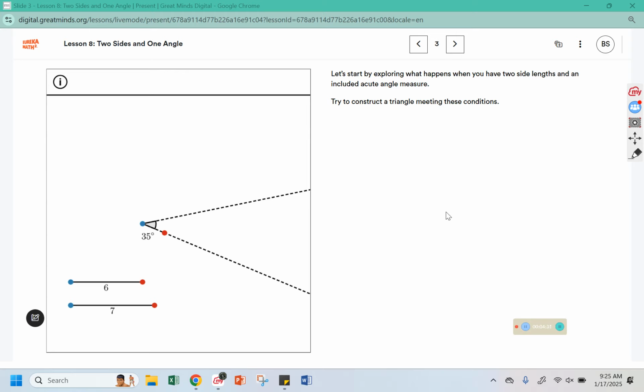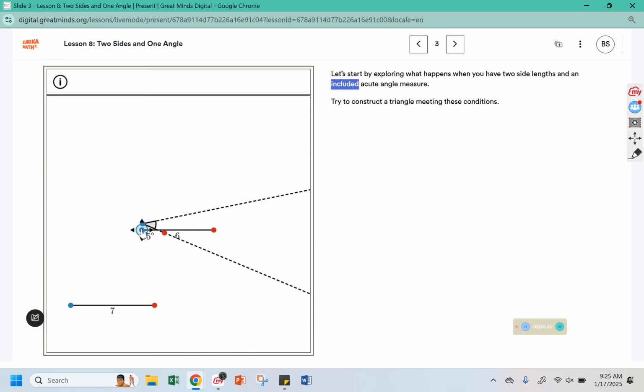Let's start by exploring what happens when you have two side lengths and an included angle measure. Try to construct a triangle meeting these conditions. So now it is specific that it should be included. So if I put the 6 on the top and the 7 down here on the bottom of this angle, that triangle is formed. And if I swap them, so the 6 is on the bottom and the 7 is on the top, it looks different, but it just looks like the flipped over version of the same triangle, like it's reflected.